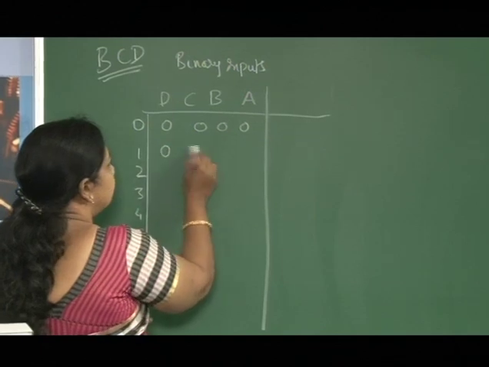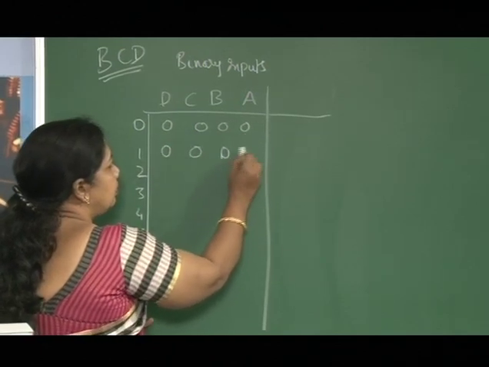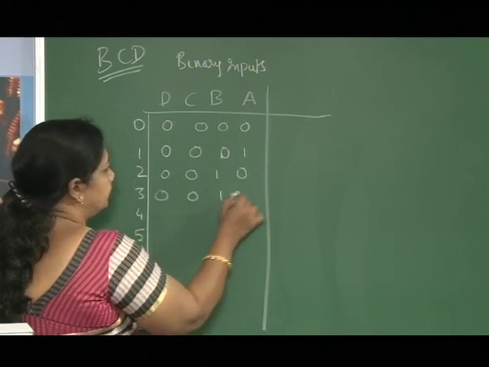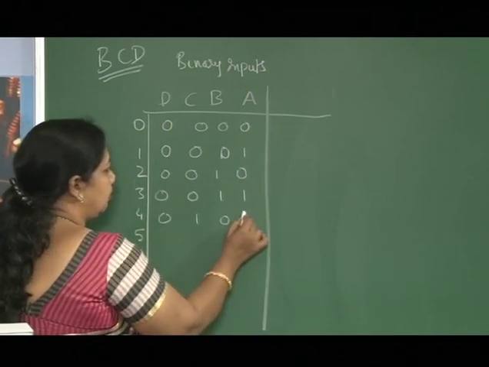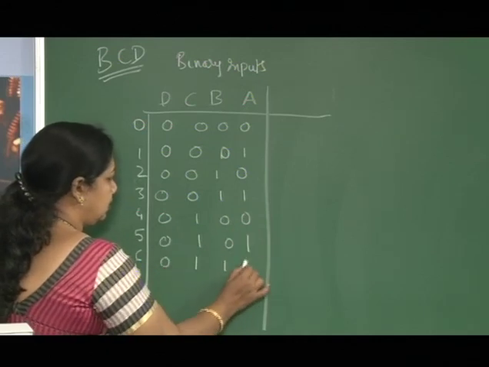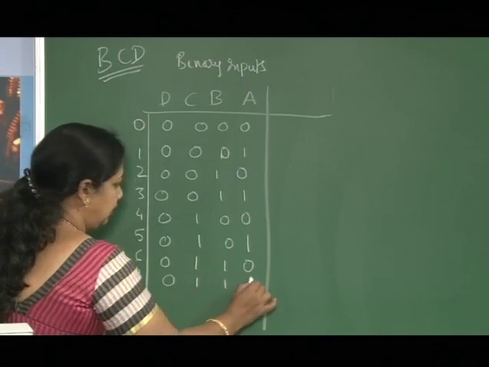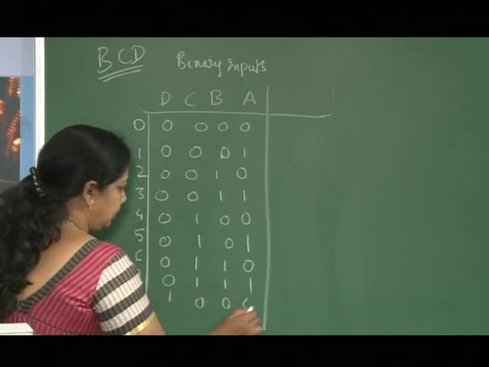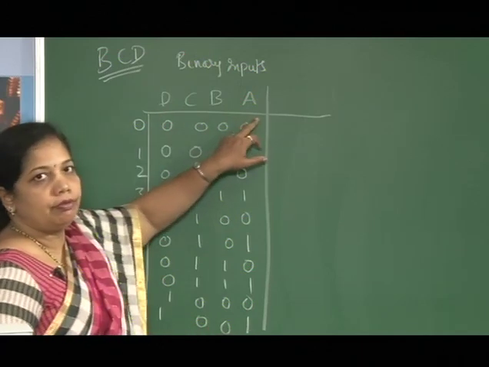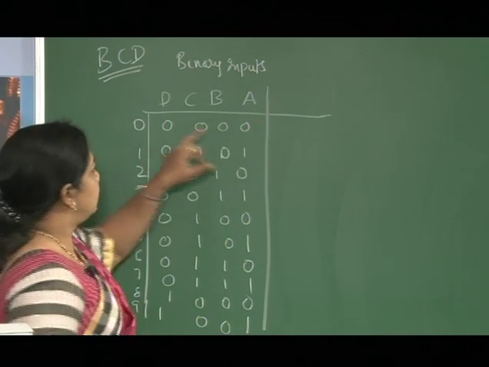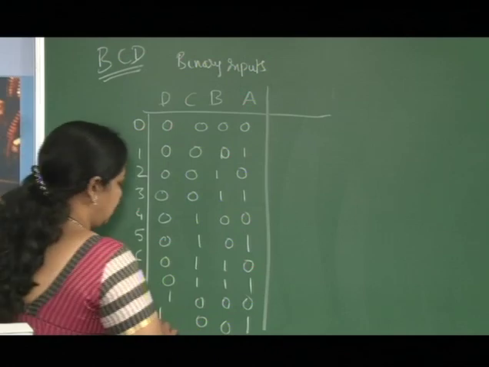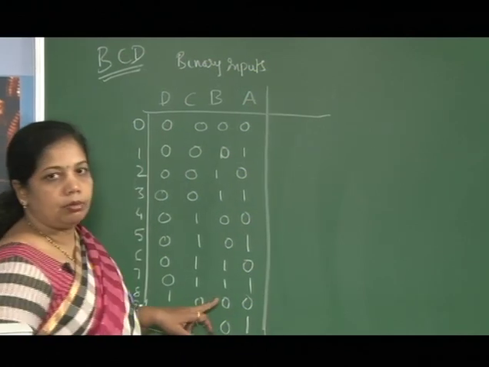So we have 0, 1, 2, 3, 4, this is 5, and 6, 7, 8 and 9. So I have 4 inputs, and I have designed 9 combinations. I have given inputs 9 combinations.